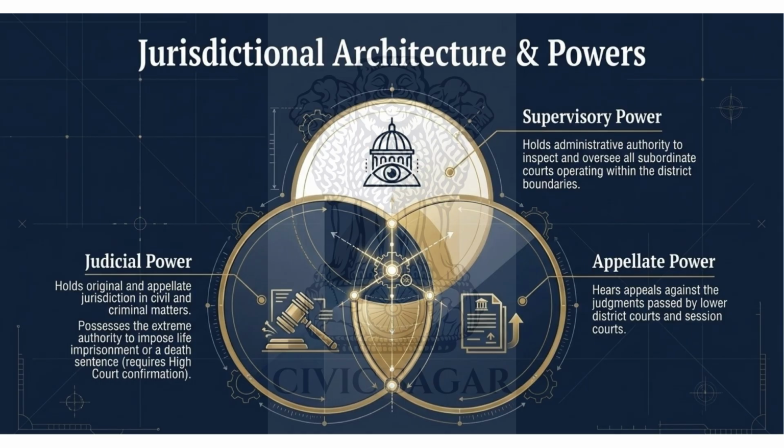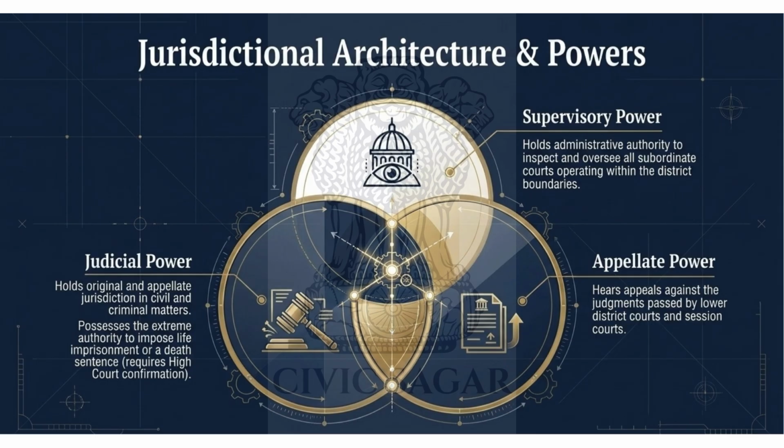The office of the district judge wields a powerful threefold jurisdictional architecture. First is supervisory power. The judge holds full administrative authority to inspect, manage, and oversee all subordinate courts operating within their district boundaries. Second is judicial power. They hold both original and appellate jurisdiction over civil and criminal matters.